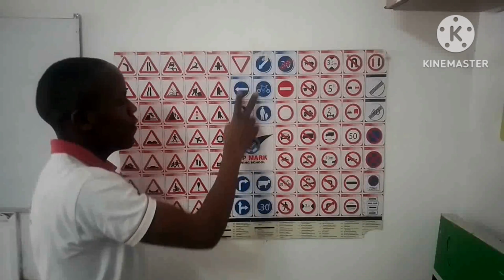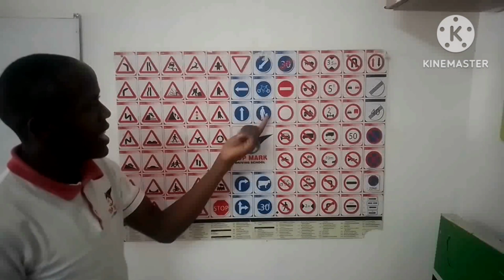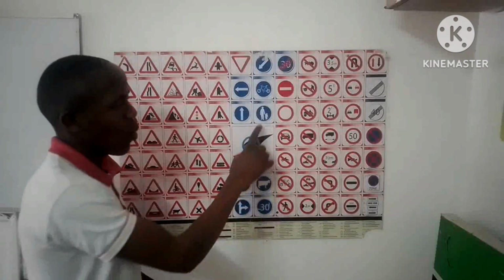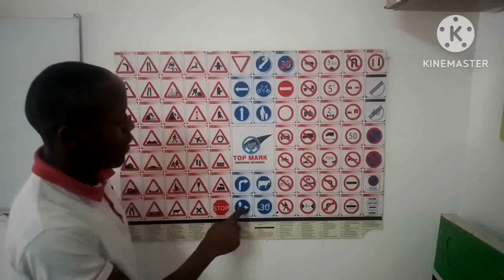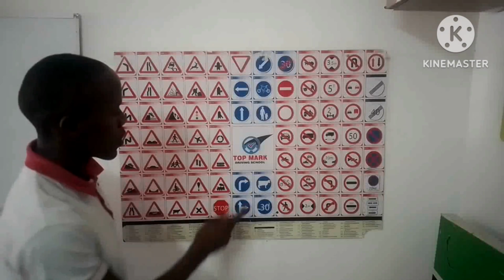Now we have group number 3. Group number 3, as you can see, they are circular in shape. Borders are white in color. And the background is blue. Okay guys, so these ones are known as compulsory signs. A compulsory sign, you have to follow the instruction. You have to follow what the sign is telling you to do. So you have to either go straight or turn on your right. You don't have any other option. You have to bend on your right hand.